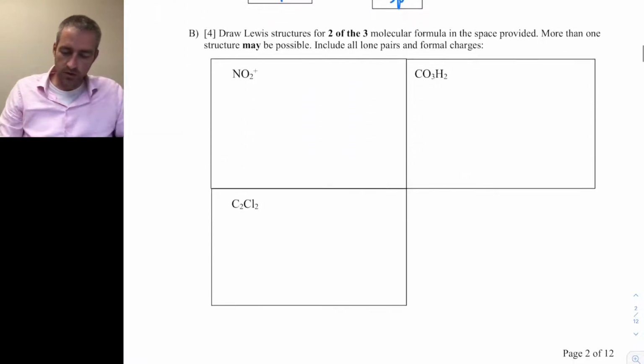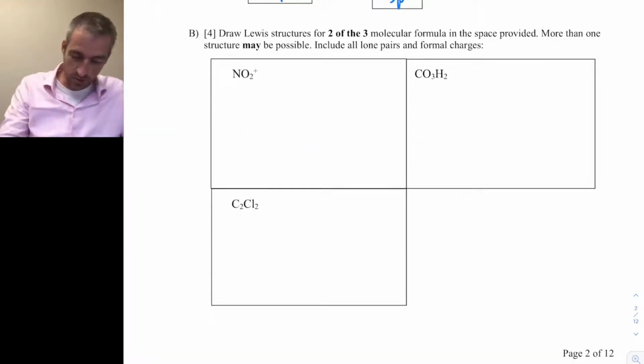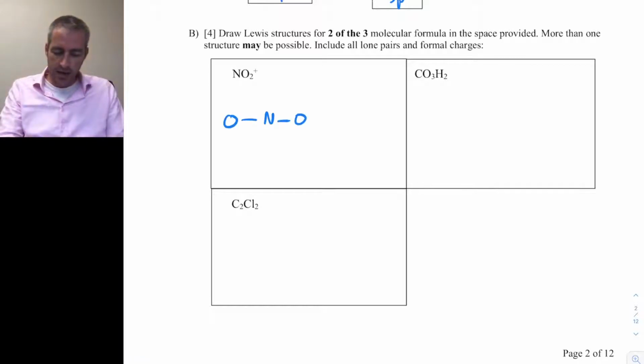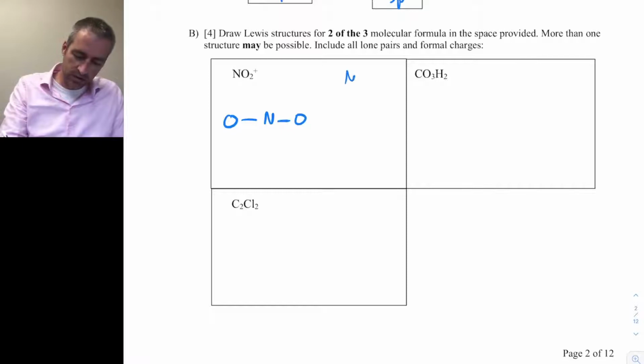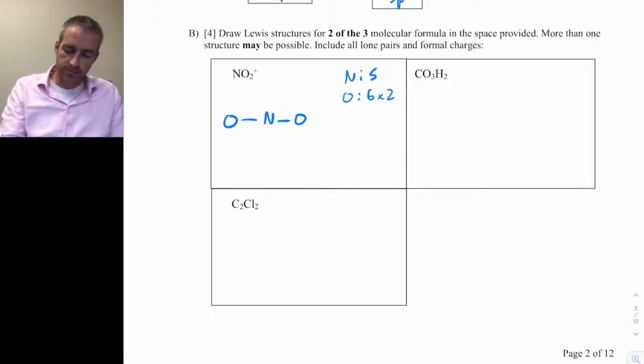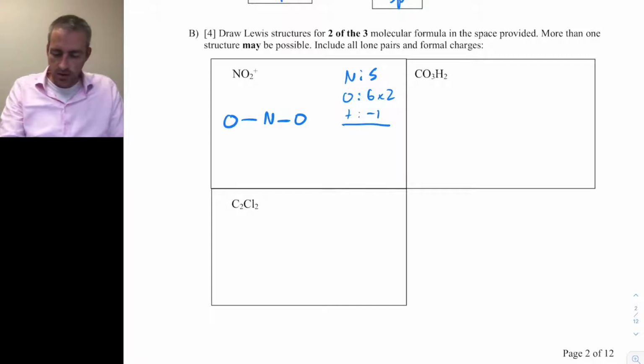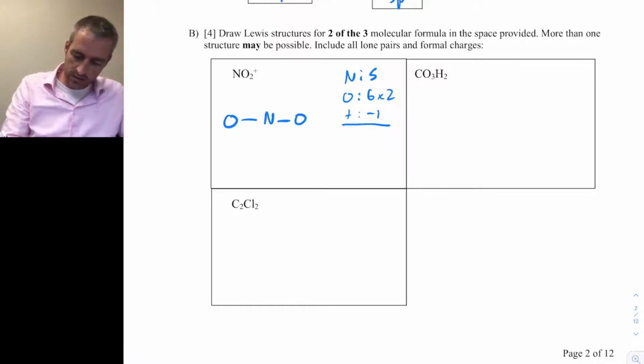Number 4, draw Lewis structures for 2 of the 3. We'll be overachievers and do all of them. So NO2+, the central atom's typically listed first. So we'll do this. We'll add up our valence electrons. Nitrogen gives us 5. Oxygen gives us 6 times 2. And the positive charge gives us -1. So that gives us 6 times 2 is 12, plus 4 is 16, minus 4 for the 2 bonds we've already drawn gives us 12.